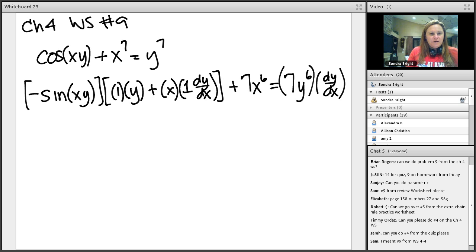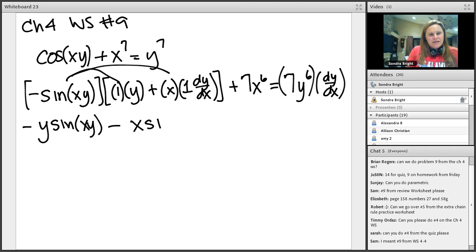All right, so what do we got? A negative y times sine of xy. So I'm distributing this in there and in there, and then minus x sine of xy times dy dx. And then a 7x to the 6th, and then 7y to the 6th dy dx.